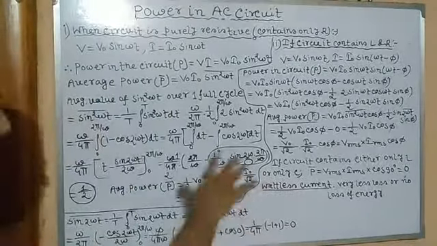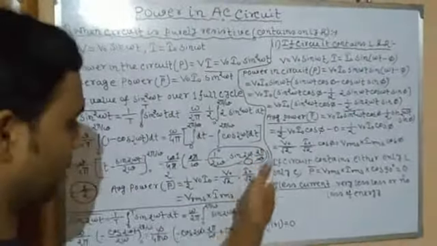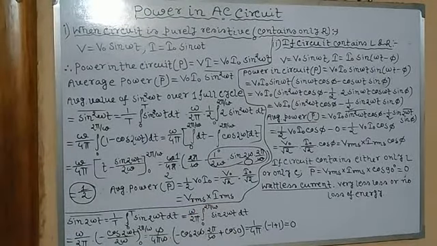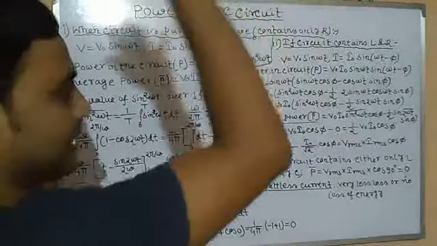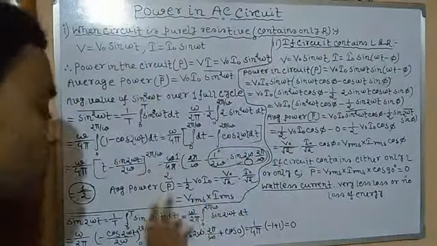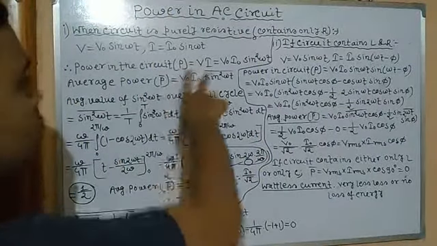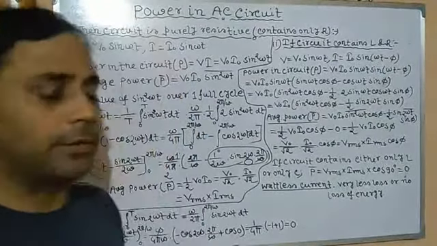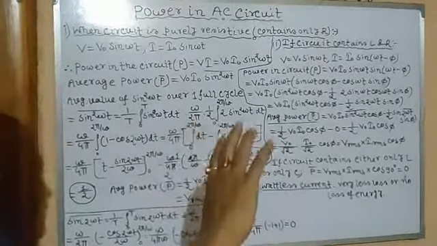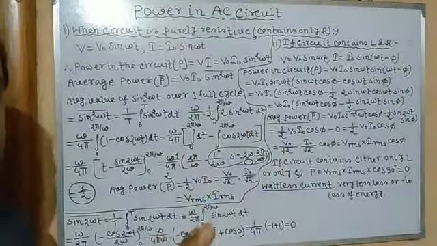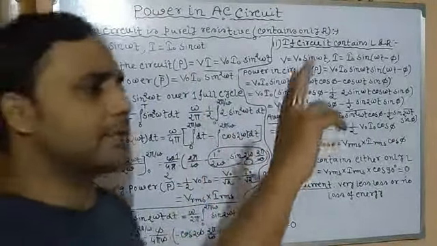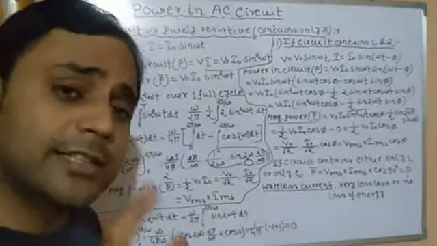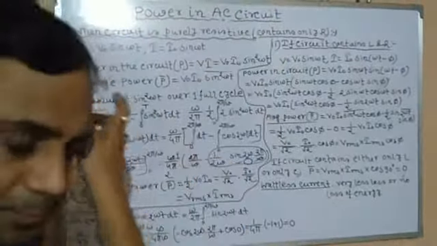So we can write V0 by root 2 as VRMS, and I0 by root 2 is equal to IRMS. This is the average power of an AC circuit if it contains only resistance, which means no phase difference. Since P is equal to VI, in a purely resistive AC circuit the total average power is equal to VRMS into IRMS. We don't need to remember anything extra, because P is equal to VI. So VRMS into IRMS, when the circuit is purely resistive, meaning it contains only resistance R.